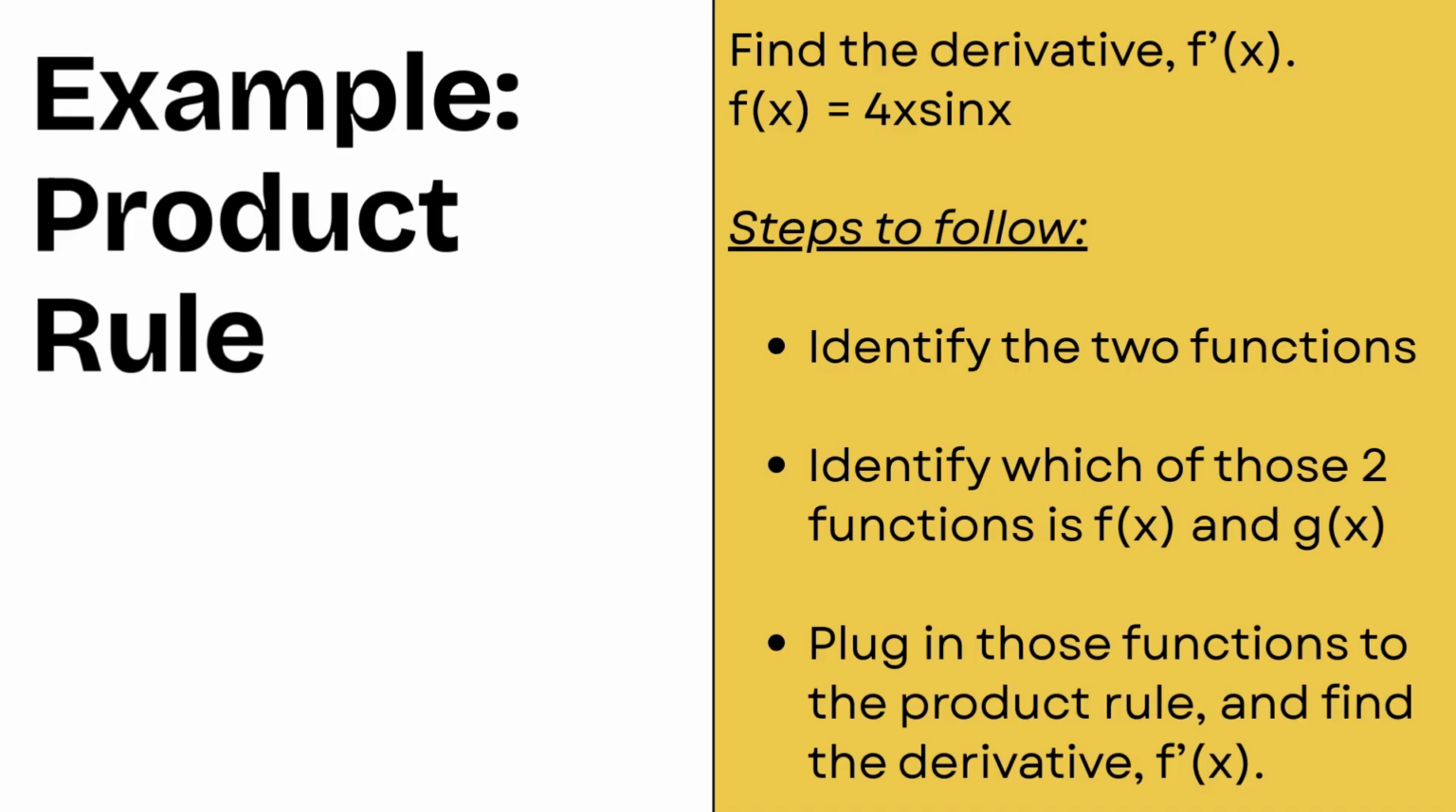So the second step would be to identify which of those two functions is f of x and g of x. And an easy way to remember which ones are which is to just remember that f of x represents the first function, g of x represents the second function. And most of the time this works and is applicable to most mathematical situations. So then the last step would be, after identifying what functions are what, to just plug in those functions to the product rule and find the derivative f prime of x of the function, right? That would just be the last step in this process.